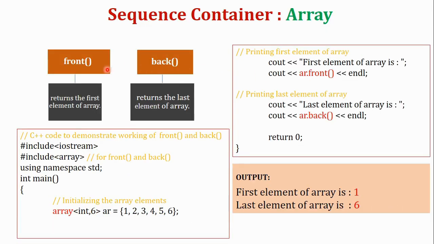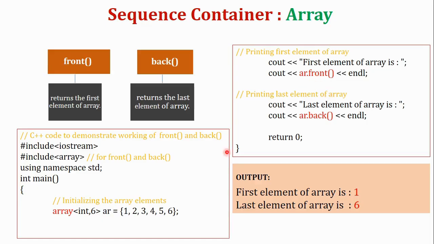And next one is front. It will return the first element of the array. Back means it will return the last element of the array. We will see one example. For example, the array has some values 1, 2, 3, 4, 5, 6.